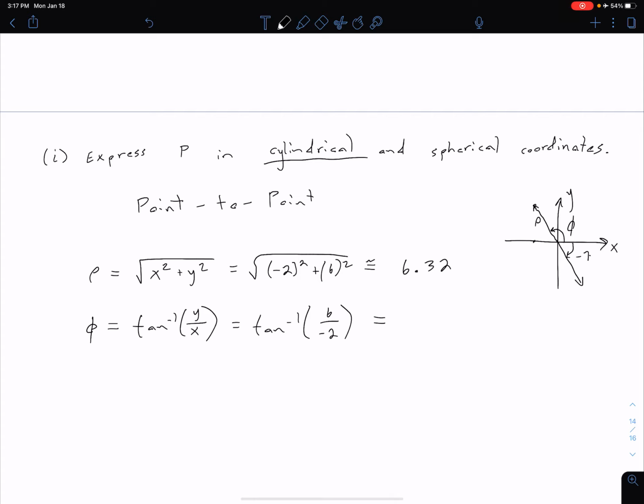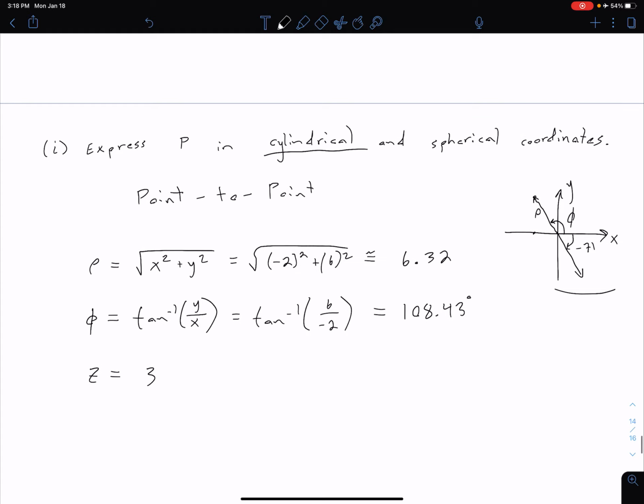It's given us -71 because it's using 2 in x and -6 in y. It's moved this negative sign and associated it with the term in the numerator. So to fix that, all we need to do is add 180 and we get an angle of roughly 108.43 degrees. All that aside was just to say be careful when you're plugging in these inverse tangents in your calculator. Finally, our z is the same in both rectangular, Cartesian, and cylindrical coordinates, so z is equal to 3.